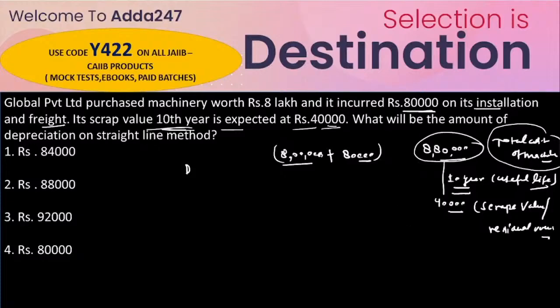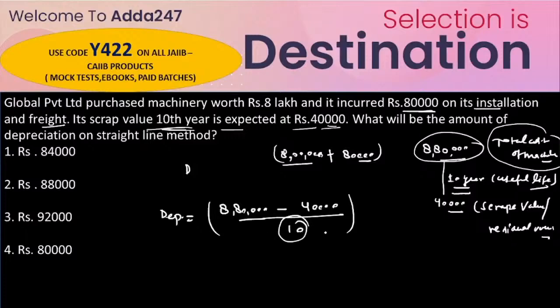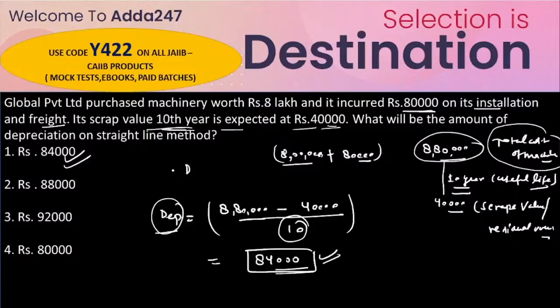So if we have to calculate the depreciation amount, we know that 8,80,000 rupees is the total cost of the machine and the scrap value given is 40,000 rupees, and it is simply divided by 10, which is the useful life of this machine. So what would be the depreciation amount? It would be 84,000 rupees. That would be the answer here. I hope it is clear now.